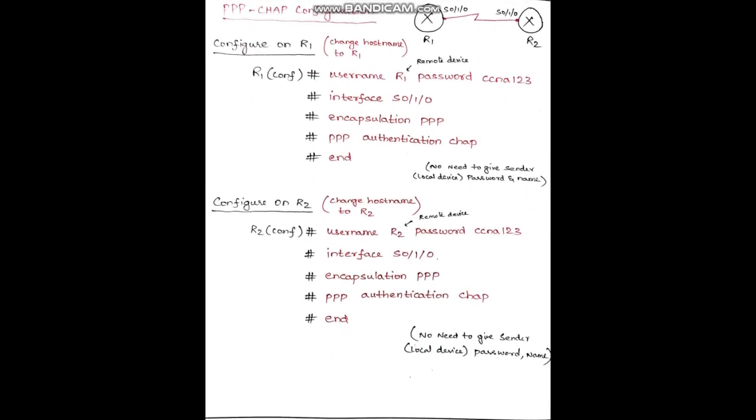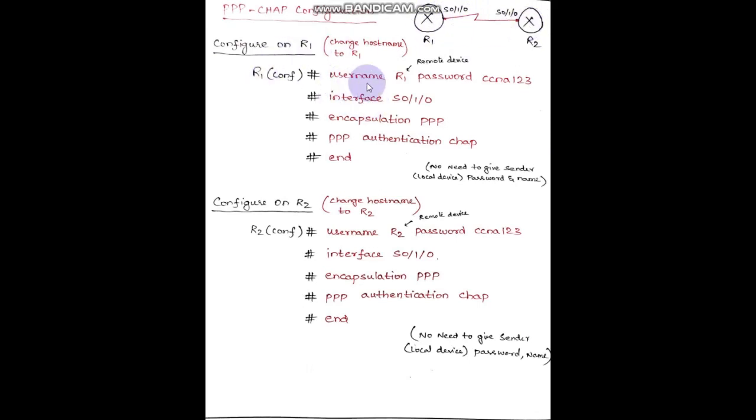Before that we'll finish CHAP also. Same commands, same purpose, everything is same, but the main difference, already I told you, is that here passwords will go in encrypted form, whereas in PAP passwords will be transmitted in clear text over the serial links. Same scenario, two routers connected through the serial links.